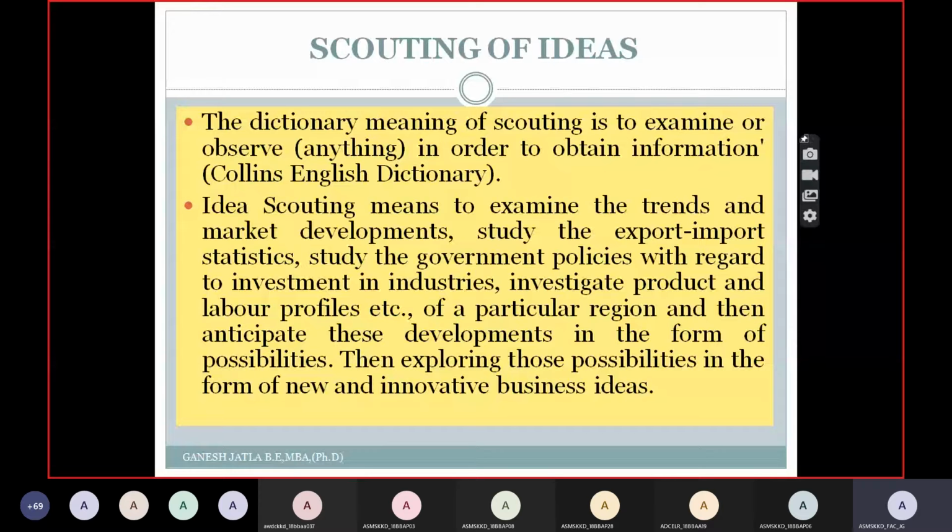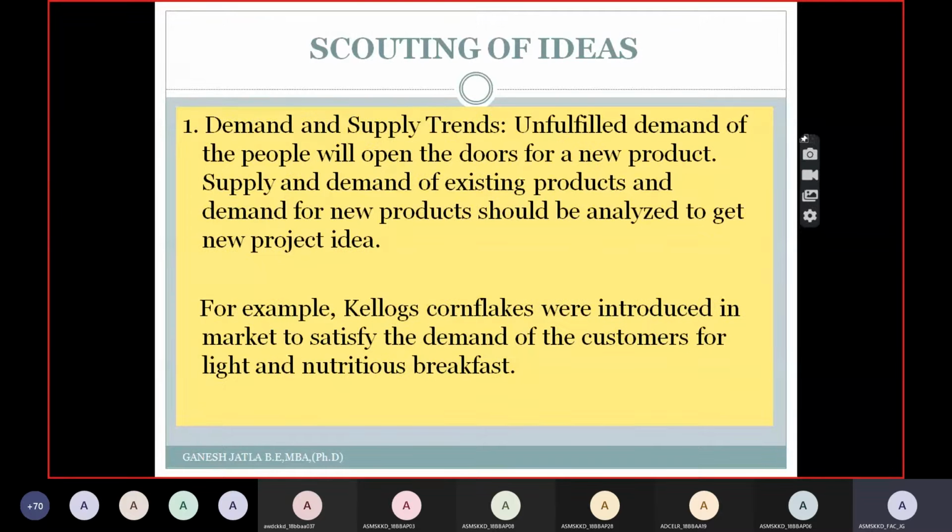Generally, you have covered this in idea generation. You get the ideas from the workers and other aspects. So likewise, you search these particular market aspects and you get these particular ideas, and you explore those possibilities and make them into a new business idea. So next one is the demand and supply trends.